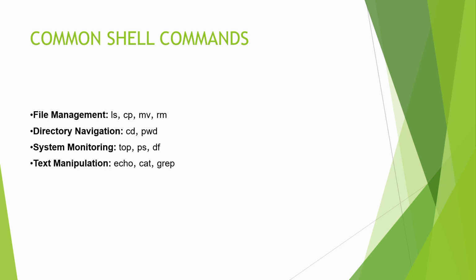Now we talk about common shell commands. There are four common shell command categories: file management, directory navigation, system monitoring, and text manipulation. File management commands are ls, cp, mv, rm, and directory navigation commands are cd, pwd. System monitoring commands are top, ps, df, and text manipulation commands are echo, cat, grep.